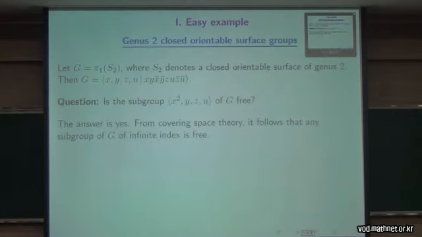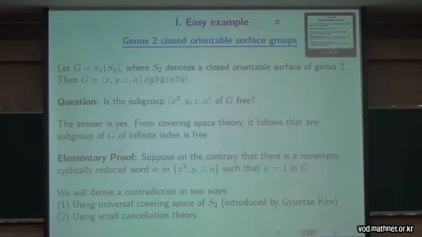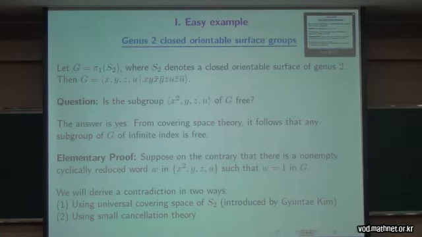And then suppose that we want to know whether or not the subgroup generated by x squared, y, z, u of G is free. As a matter of fact, this subgroup is already known to be free by the covering space theory. According to the covering space theory, any subgroup of G of infinite index is free. So the subgroup in our consideration has obviously infinite index, so it must be free. But in this talk, we would like to look at a more elementary proof without using any high technology.